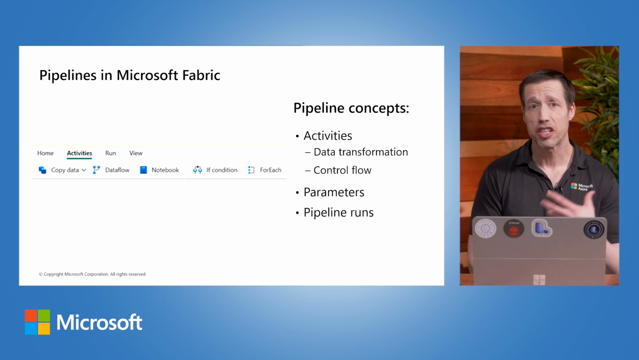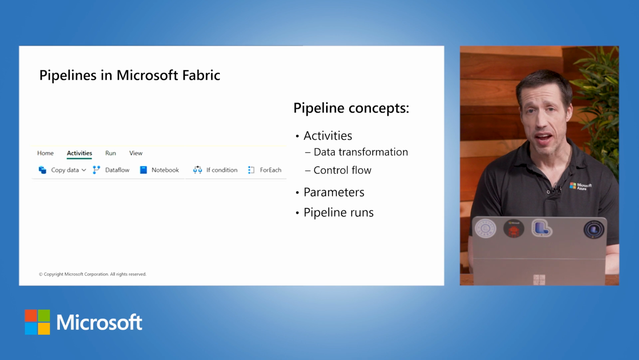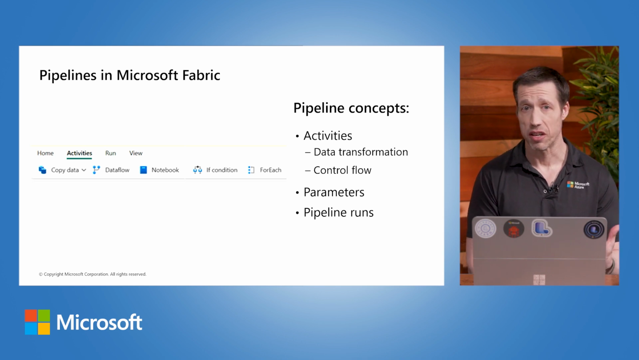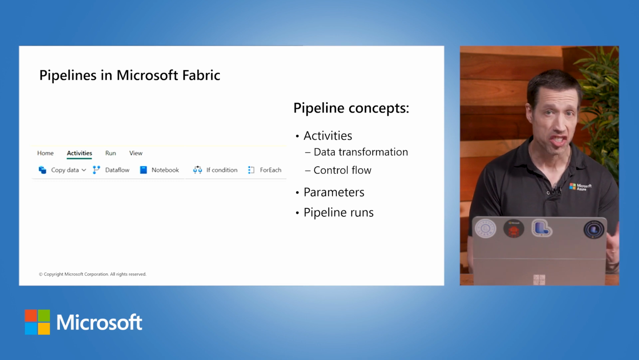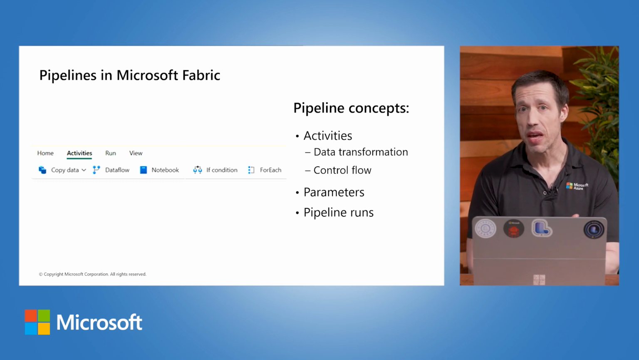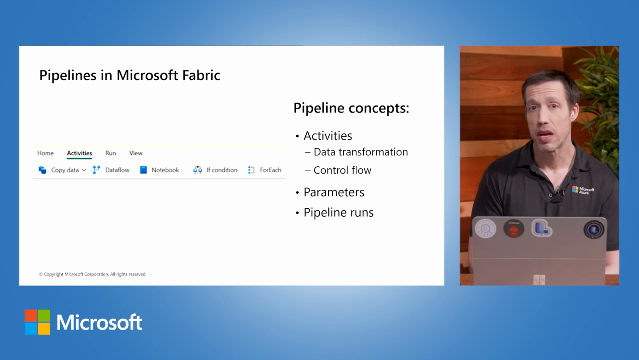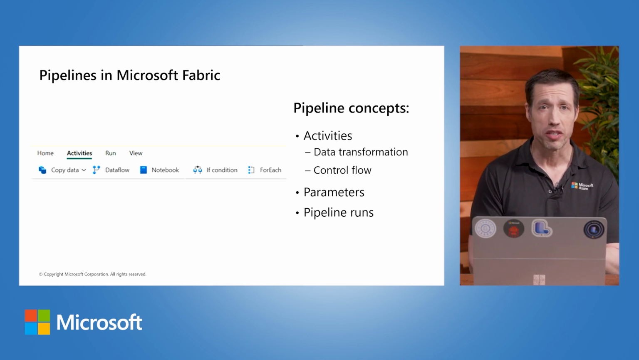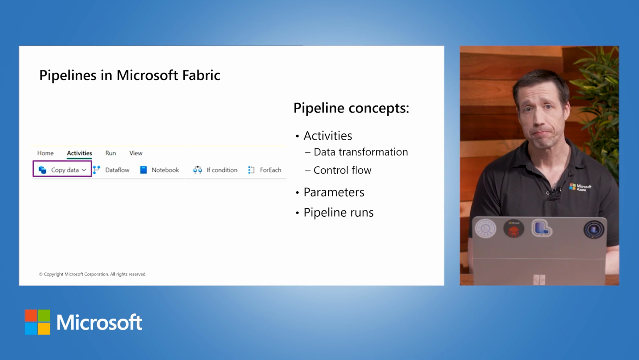Activities are the executable tasks in a pipeline. You can define a flow of activities by connecting them in a sequence. The outcome of a particular activity, meaning success, failure, or completion, can be used to direct the flow to the next activity in the sequence. There are two broad categories of activities in a pipeline.